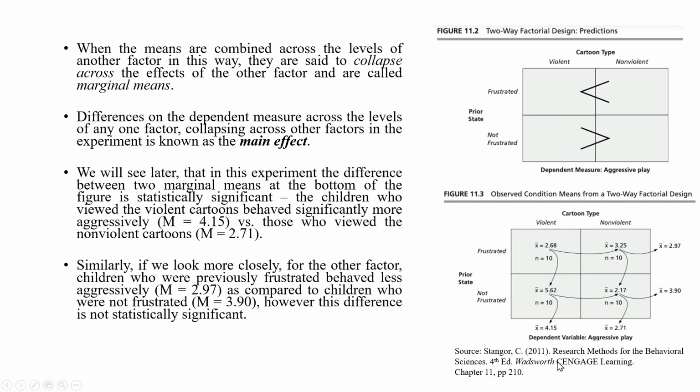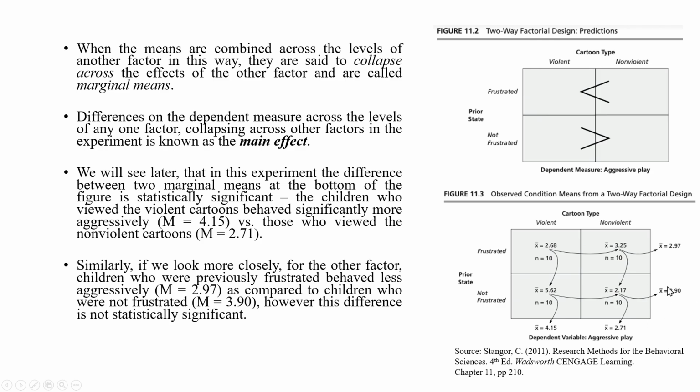Now, when you have made this mean across the frustrated and non-frustrated variable for the violent condition, you are basically saying that across both frustrated and non-frustrated conditions, the mean for the violent condition is this. Similarly, across the violent and non-violent conditions, the mean for the frustrated condition is this. Across the violent and non-violent conditions, the mean for the non-frustrated condition is this.